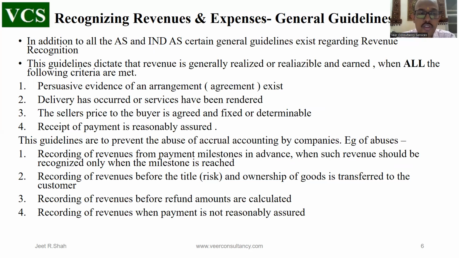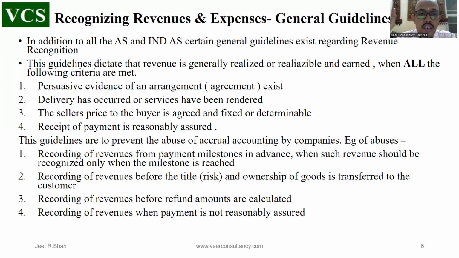Now, what is the document that shows this? It is the GRN, goods receipt note. Number three, the seller's price to the buyer is agreed and fixed or determinable. मतलब ऐसा नहीं बोल सकते जो अच्छा लगे वो दे देना. You have to actually agree and fix a specific price. Number four, receipt of payment is reasonably assured. This is very, very critical. When you are selling something to a person who has already been declared bankrupt, then this guideline says that you should not say it's a sale that has occurred because the probability of receipt of money is very, very low. These four criteria are most critical to be met for anything to be recognized as revenue for that period.